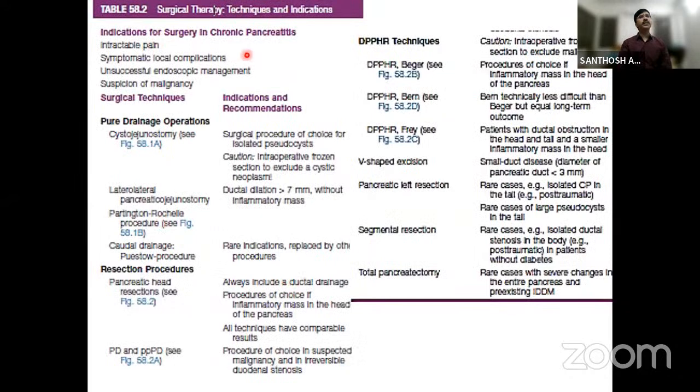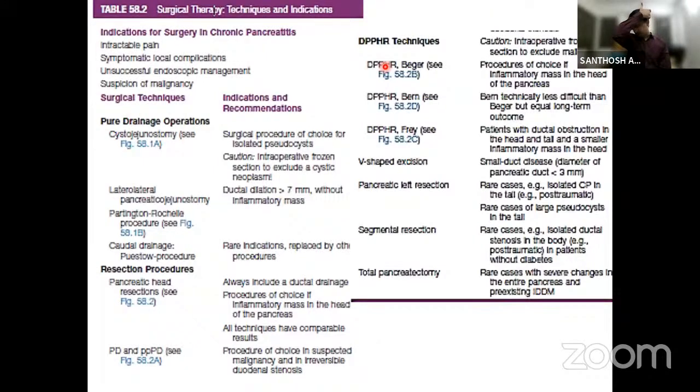So indications of surgery in chronic pancreatitis: intractable pain, symptomatic local complications like pseudocyst, unsuccessful endoscopic management, and suspicion of malignancy. Whenever there is suspicion of malignancy, you should do resectional procedures. So resectional procedures include pancreaticoduodenectomy, and when there is a mass in the body and tail, you can do distal pancreatectomy. But pancreaticoduodenectomy is an extensive procedure for a benign condition like chronic calcific pancreatitis.